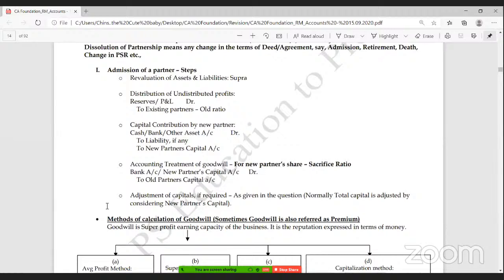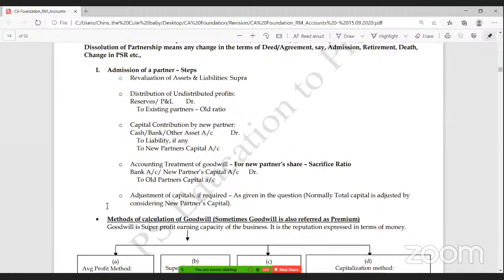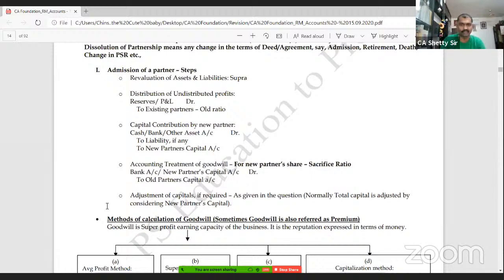Distribution of undistributed profit, reserve account or P&L account. Debit to existing partners' accounts in the old ratio. Whatever the reserves on the date of admission belong to the old partners. Credit: all liabilities accounts show which balance? First class of account, credit balance. To cancel the credit balance, debit it. To whom does it belong? To existing partners. Is it understood?